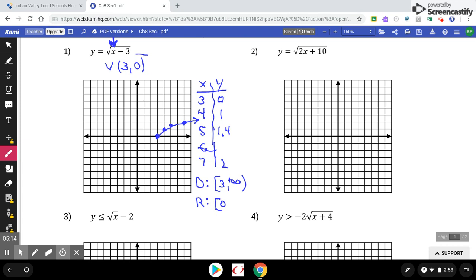The bottom y-coordinate is 0. And same deal, it goes up forever. So we get a positive infinity. All right, number 2. Hopefully you remember we have a little trick for vertices.